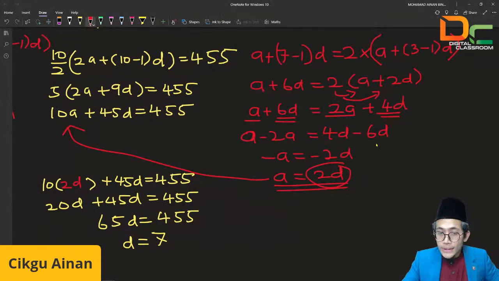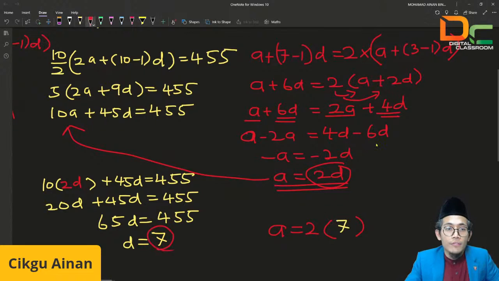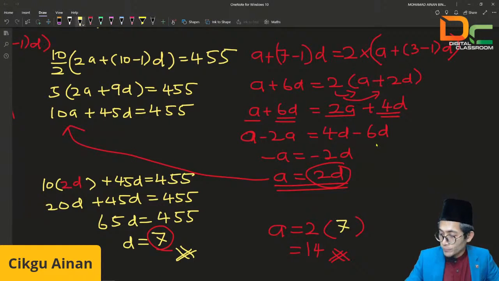Now how to get the first term? First term is a. A is 2d. How to get d? D is from over here. So just substitute. Therefore, we get 14. So for this one, the first term is 14. The common difference is 7.